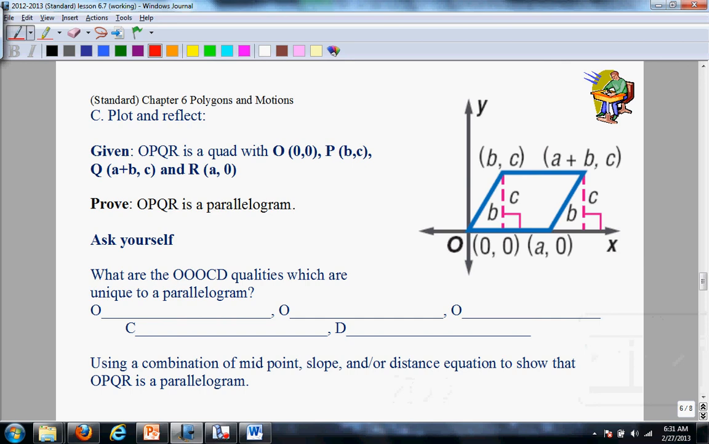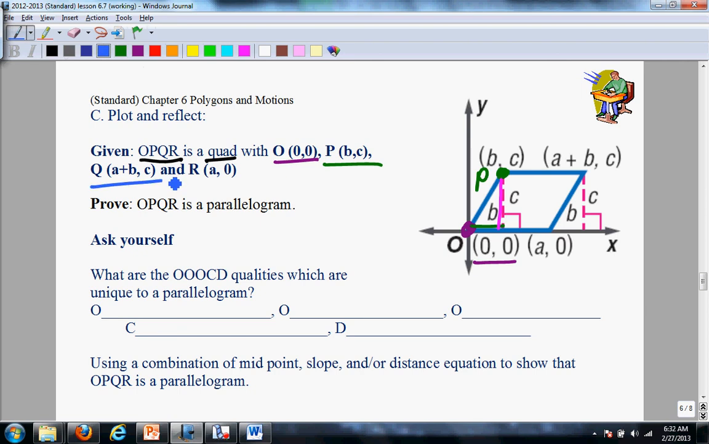Students, this is problem C on lesson 6.7. We are given that OPQR is a quadrilateral with O at 0, 0, and P is at a distance B, C. So that means we are over B units and up C units, but we don't know what those units are, so we're just going to call that point P.